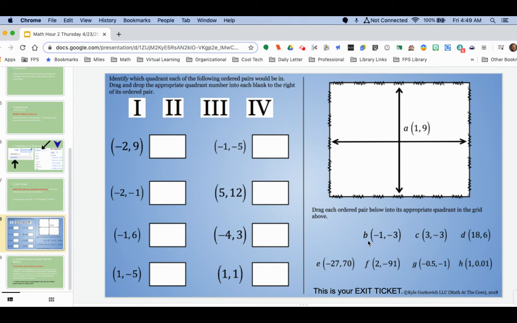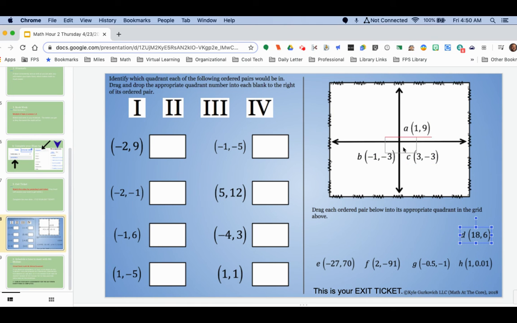Okay. Then B. For B right here, I start at the origin. The first number tells me to go left or right, so I go to the left. The second number tells me to go up or down, I go down, so B should go in this quadrant. C is right here. The first number is positive, so it goes to the right. The second number is negative, so it goes down.